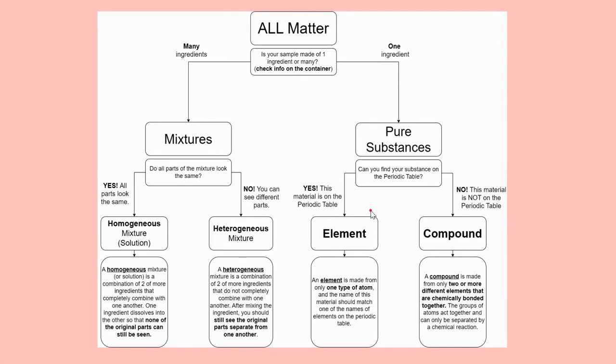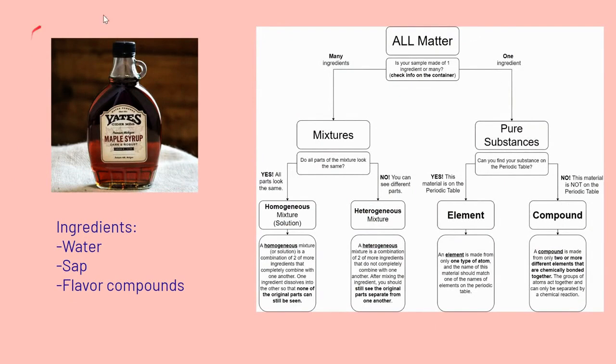Let's try out a little practice with this. First, I have this maple syrup here on the left. I see that it has three ingredients: water, sap, and flavor compounds. I'll start at the top of my flow chart. I can see I have many ingredients in this. I know three doesn't sound like a lot, but it's more than one. So I'll follow this left path here, saying that I have a mixture. And now, do all parts of the maple syrup look the same? If I look back at my picture over here, I would say yes, all of this maple syrup looks the same. Therefore, I have a homogeneous mixture or a solution. So my syrup is a homogeneous mixture.